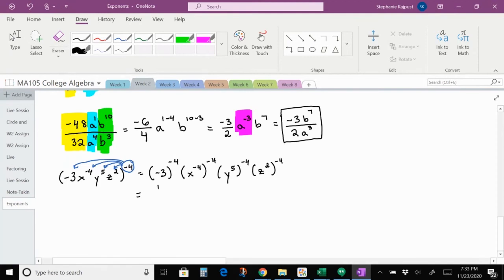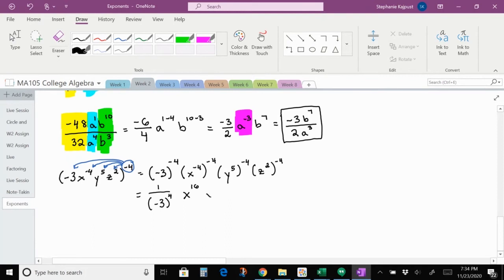I'm going to just do this one underneath because this is getting long. So instead of negative 3 on the top, it's now going to be 1 over that negative 3, and then the exponent becomes positive when we take that reciprocal. Now moving on to the variables, when you have an exponent and then another exponent, that's the power of a power rule, and you multiply those exponents together. So we have x to the negative 4 times negative 4, and so that's going to give us x to the positive 16.